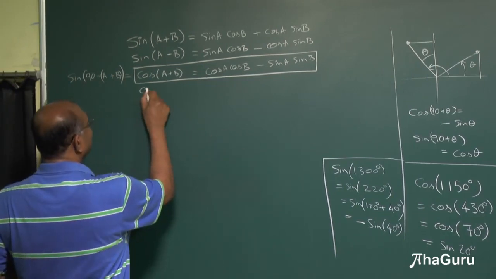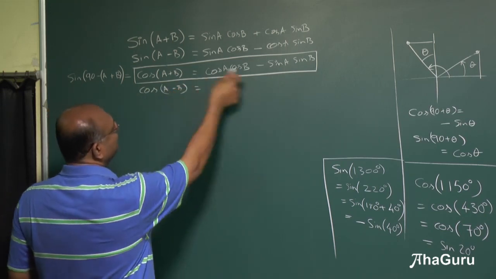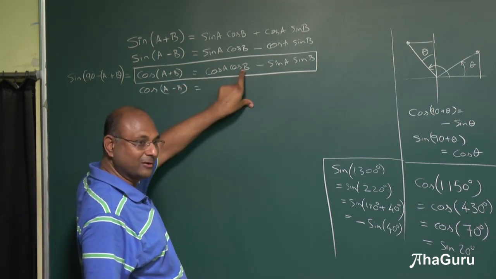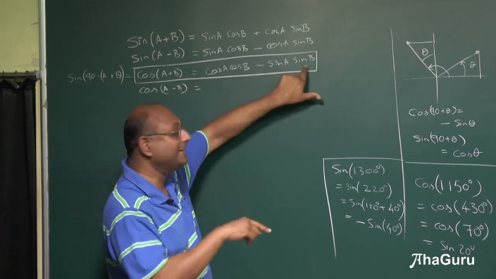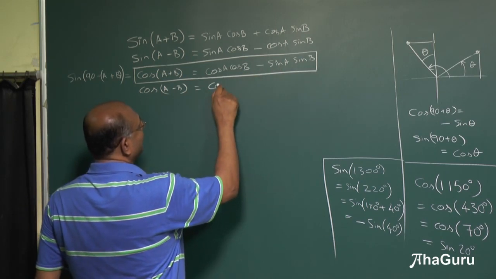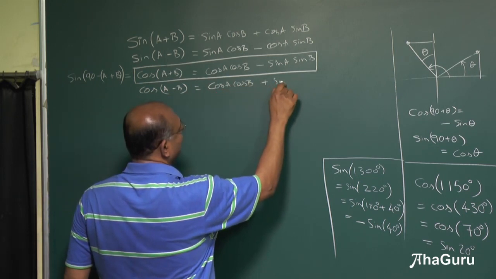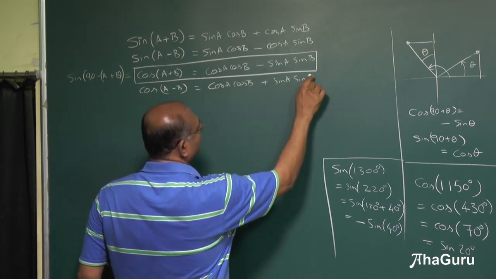Anyway, so cos of a minus b, now you can just put minus b here, cos of minus b will be cos b, sin of minus b will become minus, minus, minus will become plus. So cos a cos b plus sin a sin b.